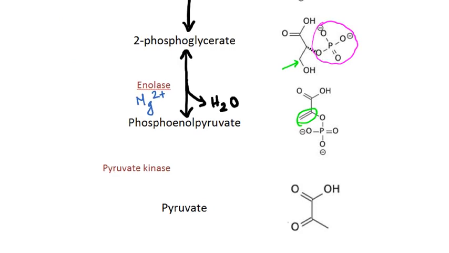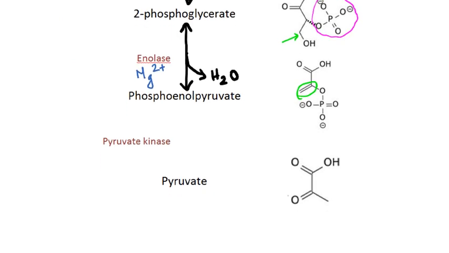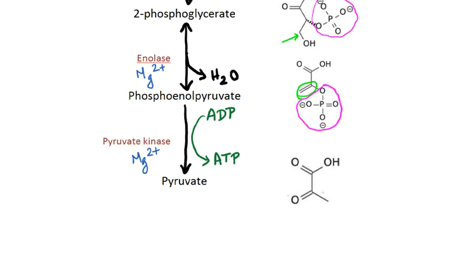The last reaction of glycolysis is going from phosphoenol pyruvate to pyruvate. In this reaction, ADP is converted to ATP and is carried out by pyruvate kinase with magnesium as a cofactor. Here you can see that the last phosphate group is removed.